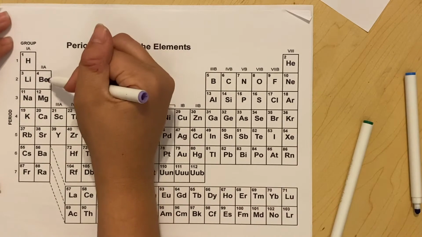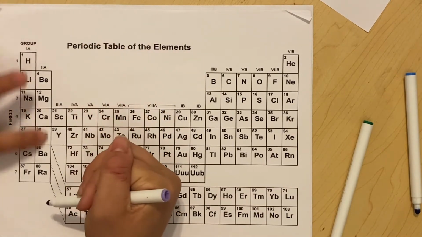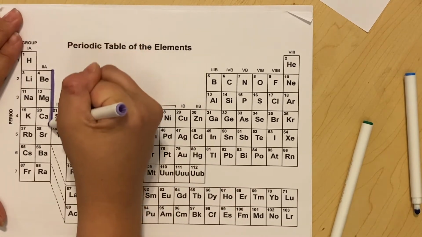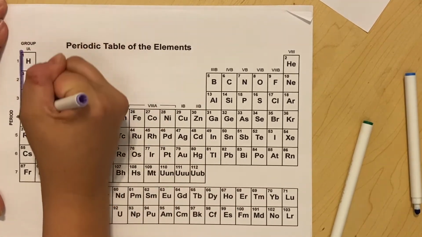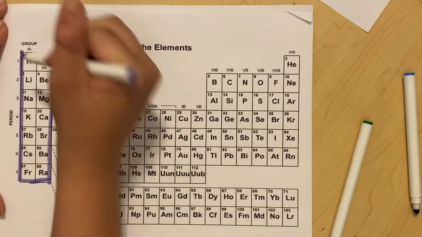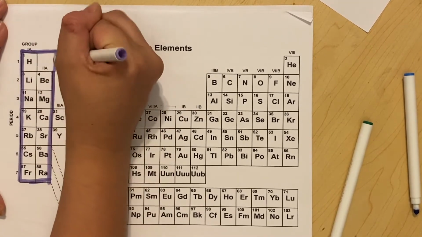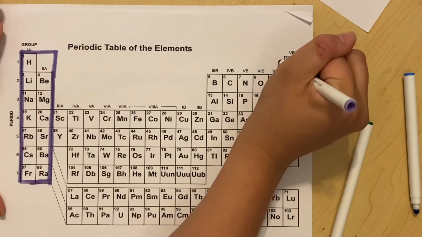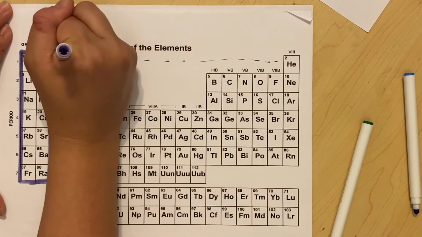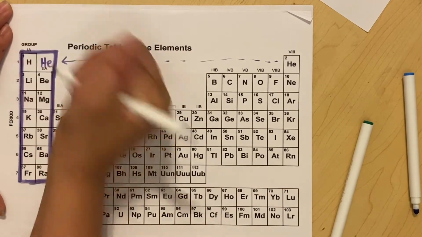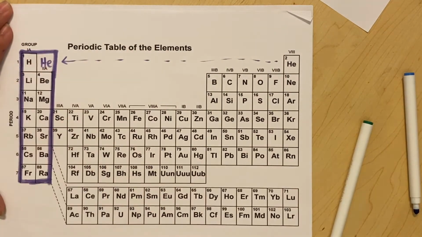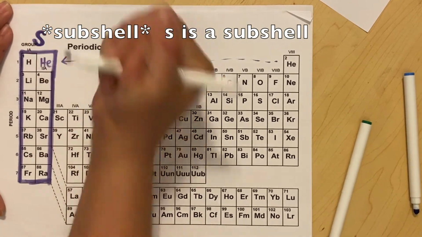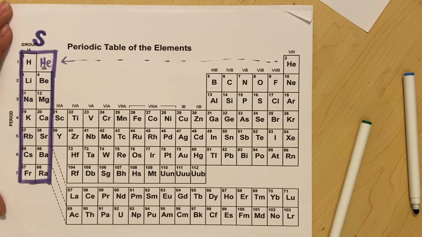Super easy. Right here, the line between your alkaline earth metals and your transition metals, block this off. And I'm including that blank space for a reason, because helium is technically over here. Helium fits right there for its orbital. This is my S orbital.